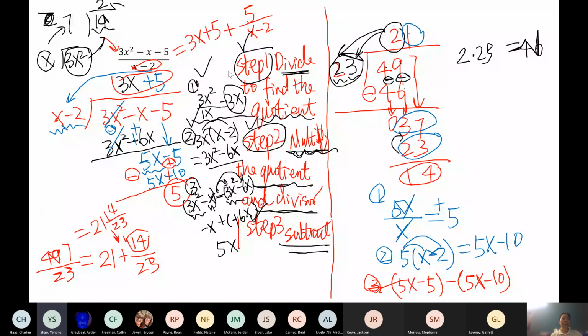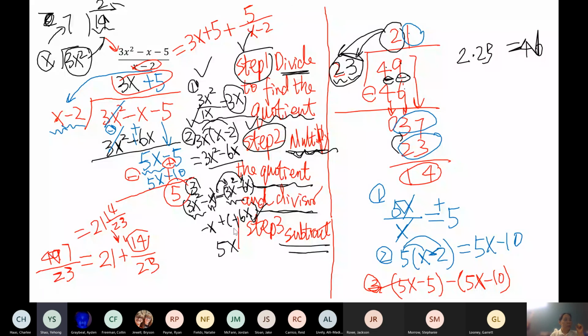Okay, questions? We finished the one example here. All right, so the rest of the examples are going to be exactly the same. We may have a longer polynomial in the numerator, but we're still going to repeat these 3 steps: divide to find the quotient, multiply, and subtract. So it's always repeating these 3 steps.